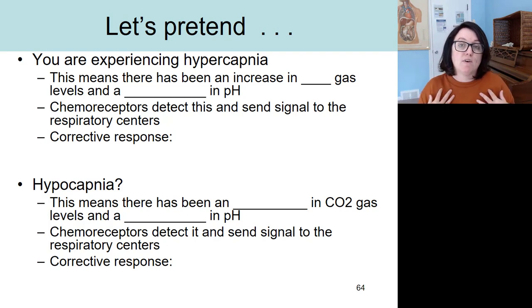Chemoreceptors in the carotid arteries and aortic arch, maybe medulla oblongata, can detect this and send signals to the respiratory center. What should the corrective response be from the respiratory center? So the respiratory center is going to send signals down to the lungs doing what? Go ahead and pause the video, formulate your answer, and come back and see if you got it right.